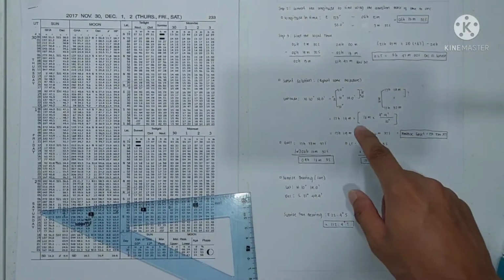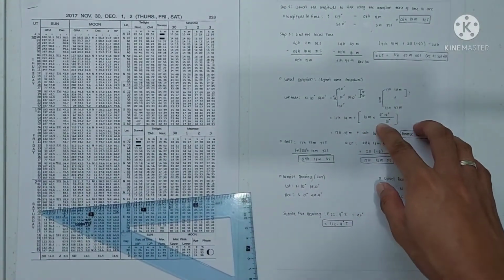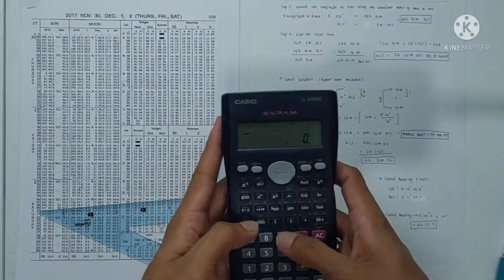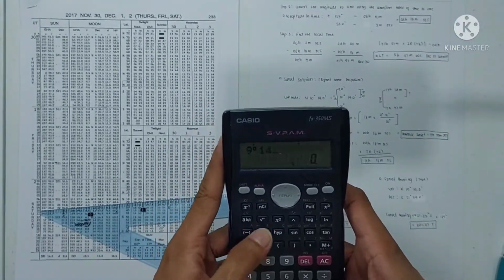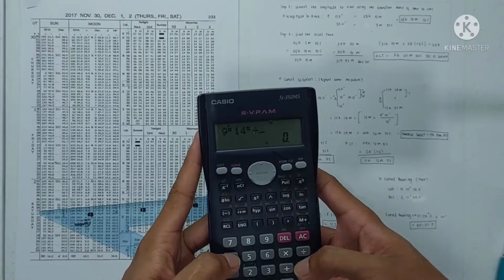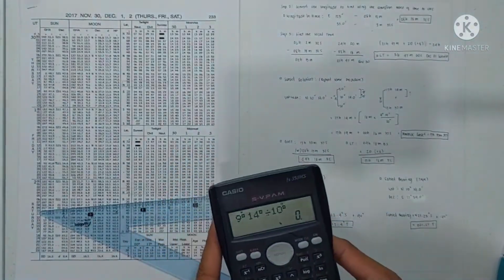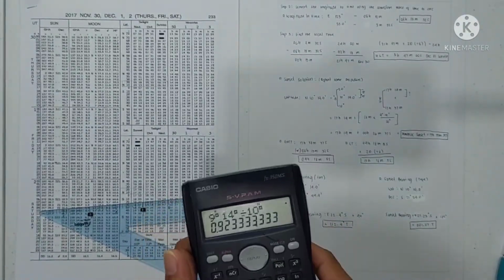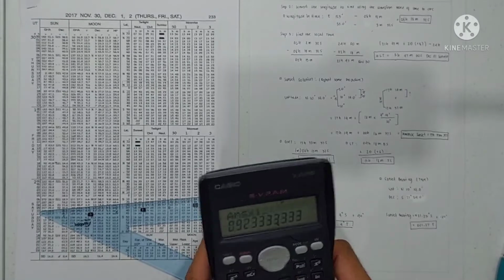So first, to interpolate this, we need to get our calculator and equate this. So 9 degrees, 14 minutes, divided by 10 degrees. So we have here the value of 0.92 multiplied by the value of 18 minutes.